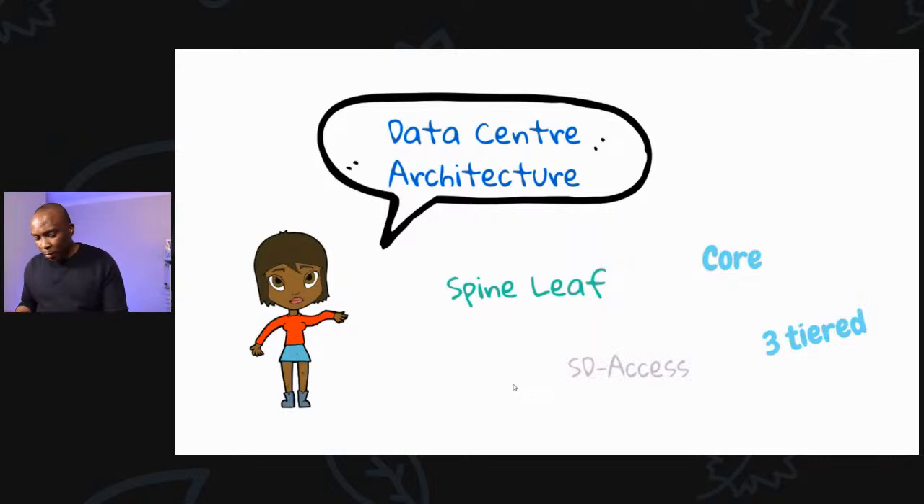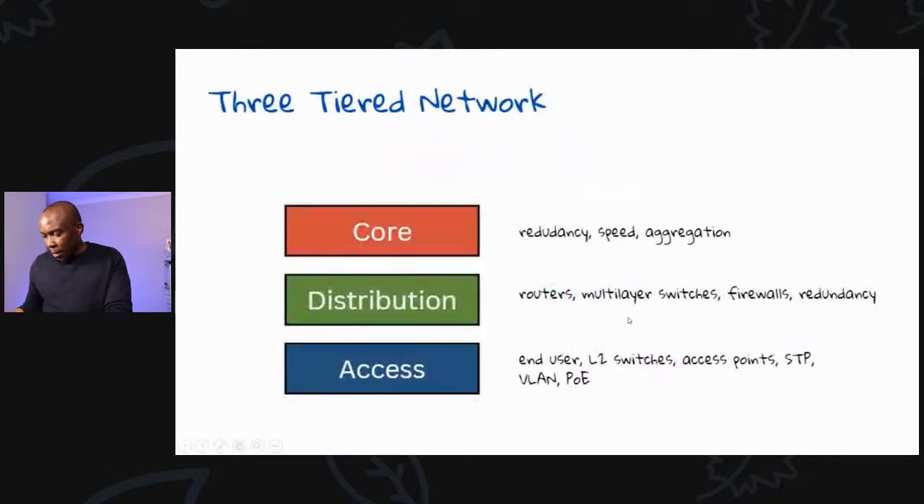So let's go back to data center architecture. What is covered and what is it that you want to know? So the most common tier system in networks is known as the three-tiered network. And the three-tiered network was comprised of the access layer, the distribution layer, and the core layer.